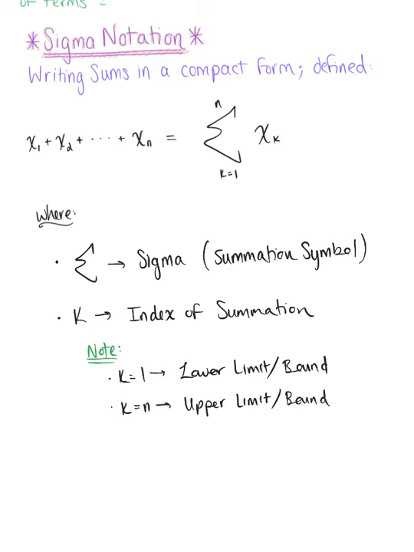And this doesn't have to start at 1. We could use any integer value here. 1 is typically used as a starting point, but it could be any integer. And then the last thing I want to note is x sub k. x sub k is the general formula for the kth term.